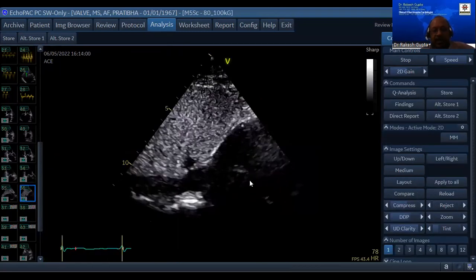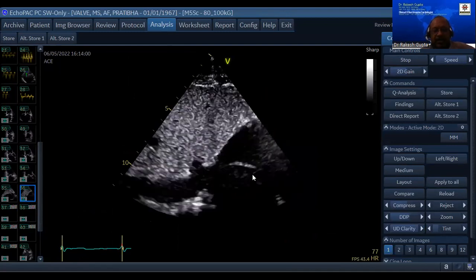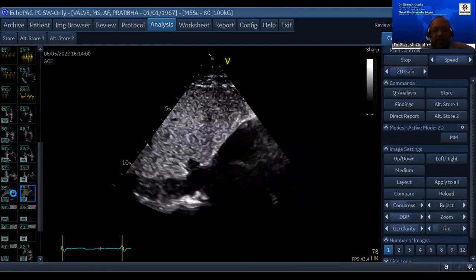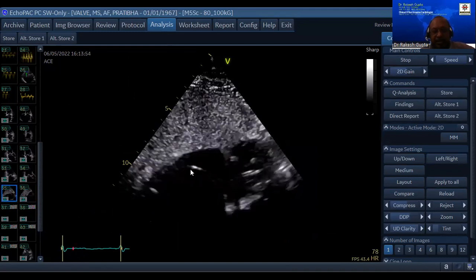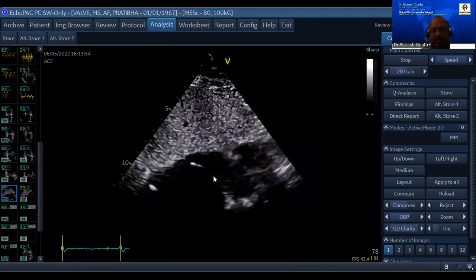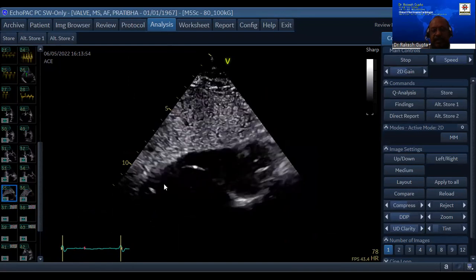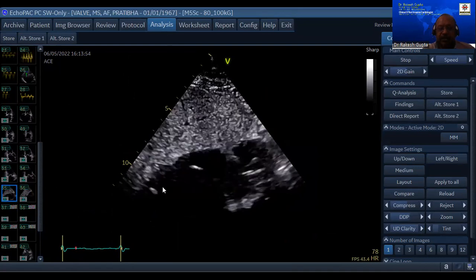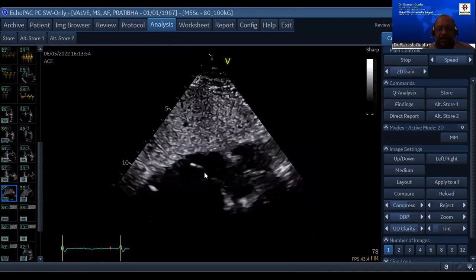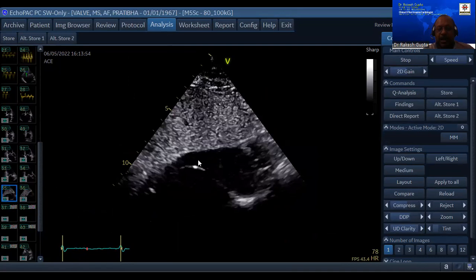Look, this is a bulging of interatrial septum. Now you can see this is the tricuspid valve and this is the interatrial septum bulging like this. This is not a thrombus. This is not something else. This is just a bulging of interatrial septum from LA, and this is interatrial septum which is bulging towards RA, and this is the tricuspid valve in subcostal window.